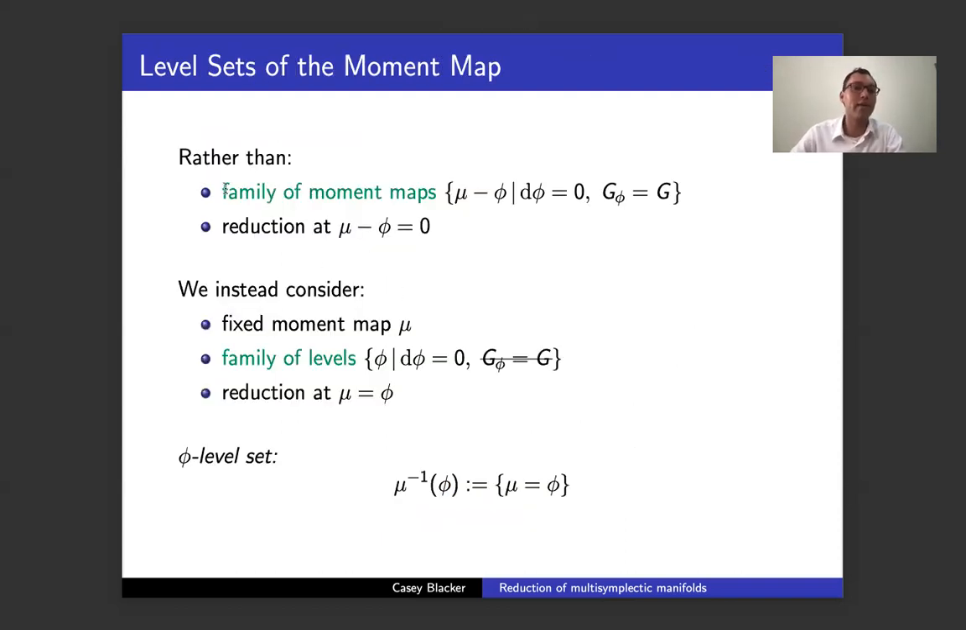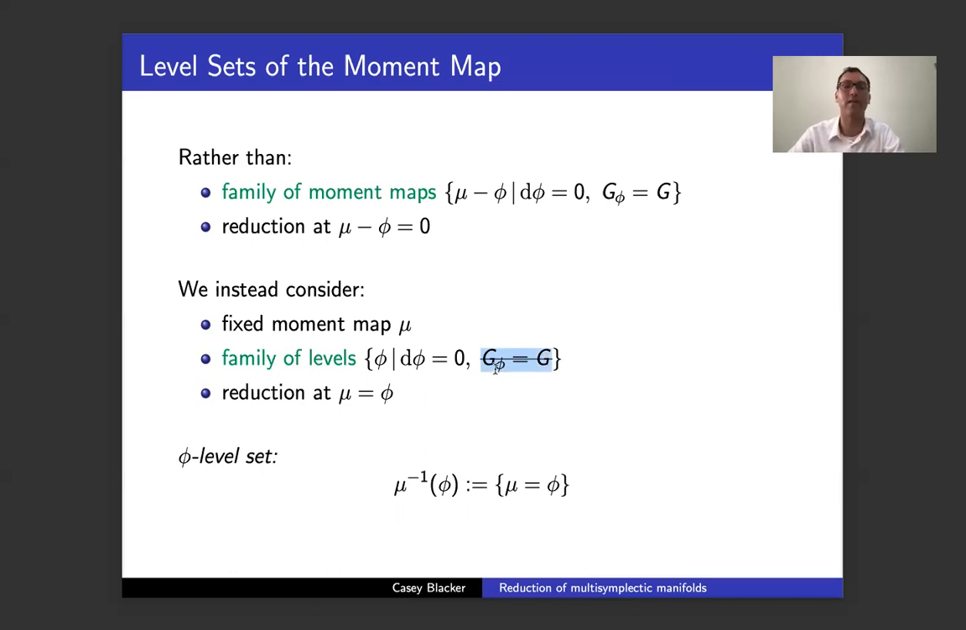Okay, so now, rather than, as we did in the previous couple of slides, considering a family of moment maps shifted by phi, so mu shifted by phi, and reduction of that family of moment maps at zero, we're instead going to reframe this as having a fixed moment map mu and a family of levels, and we're going to discard the condition that the action of G must preserve phi.